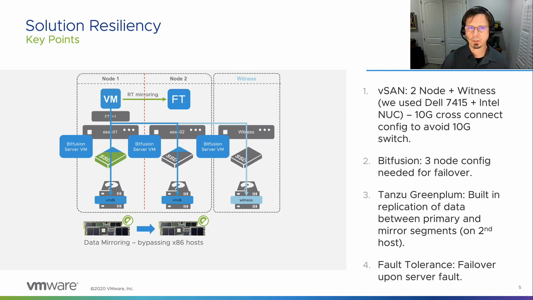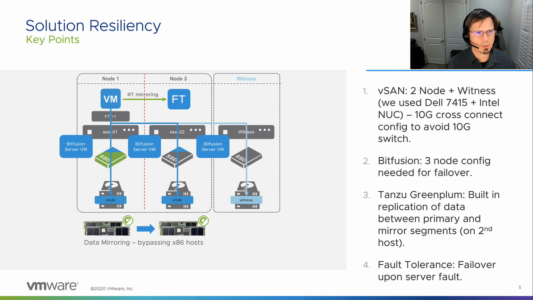One of those technologies was vSAN. So vSAN allows us to create shared storage between two nodes plus what we call a witness node. We used a 10 gig cross connect between ESX01 and ESX02 shown in this diagram to transit the vSAN traffic.